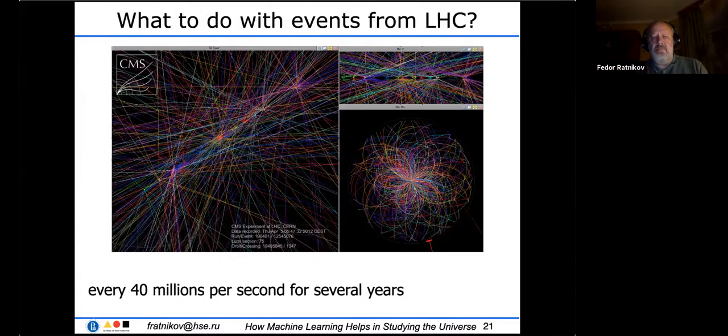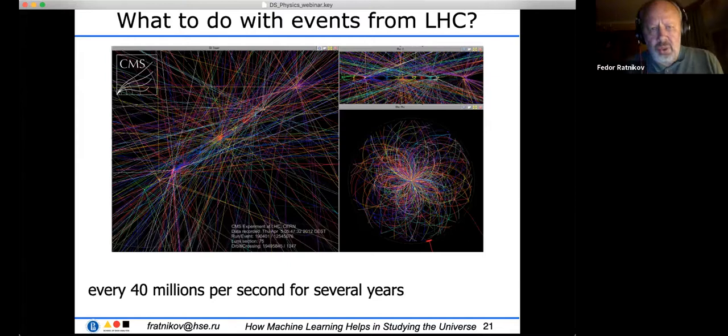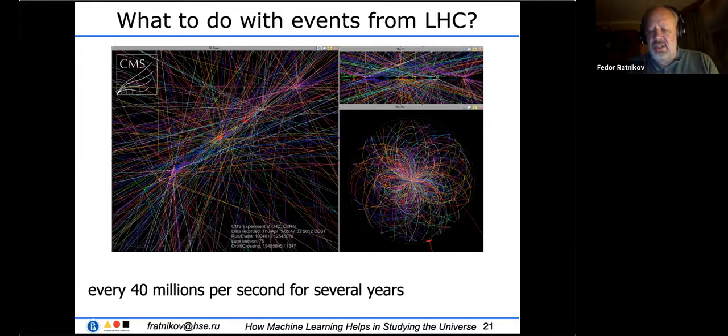Nowadays, there are much bigger collisions with much higher energy, so events look like this. Something like this is detected at a rate of 40 million per second for several days. What should we do with those events at LHC?